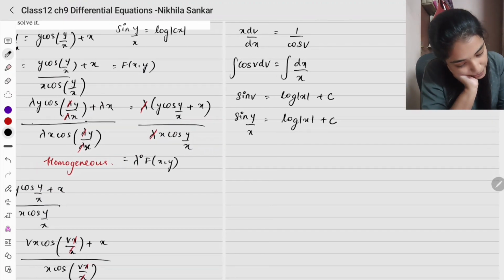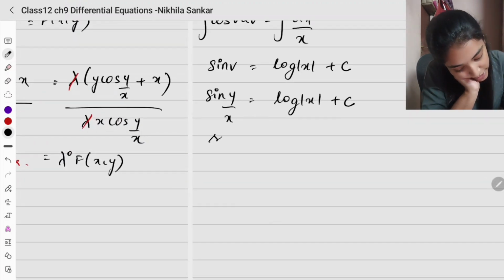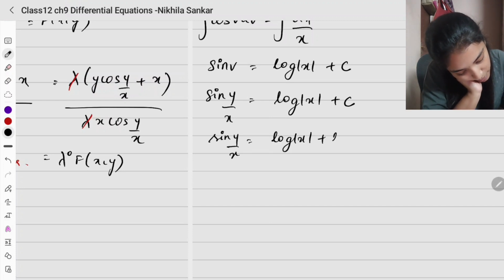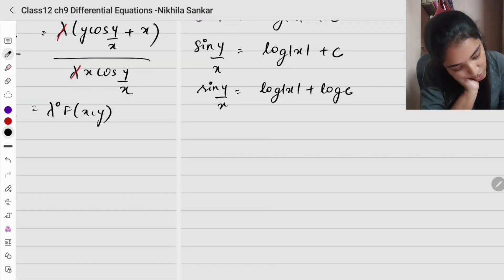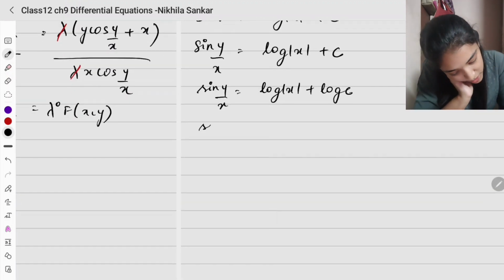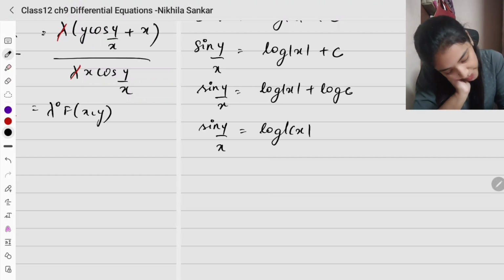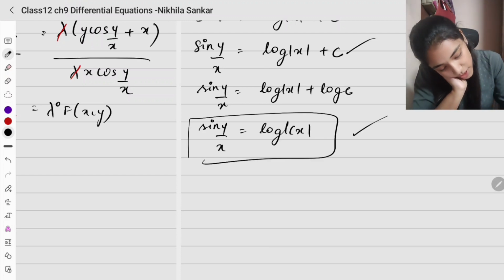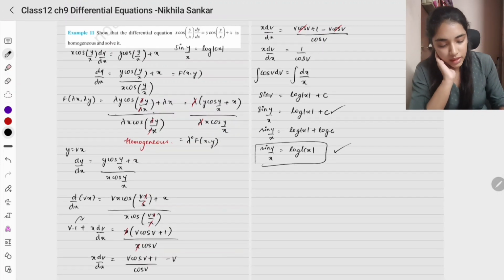Please copy. Otherwise, we can make it even simpler. Since c is a constant, I can also write this as log mod x plus log c. So log a plus log b gives me log ab. So this can also be written as sin y by x equals log mod cx. Okay, you can write it this way. Both are correct. Okay, please copy.